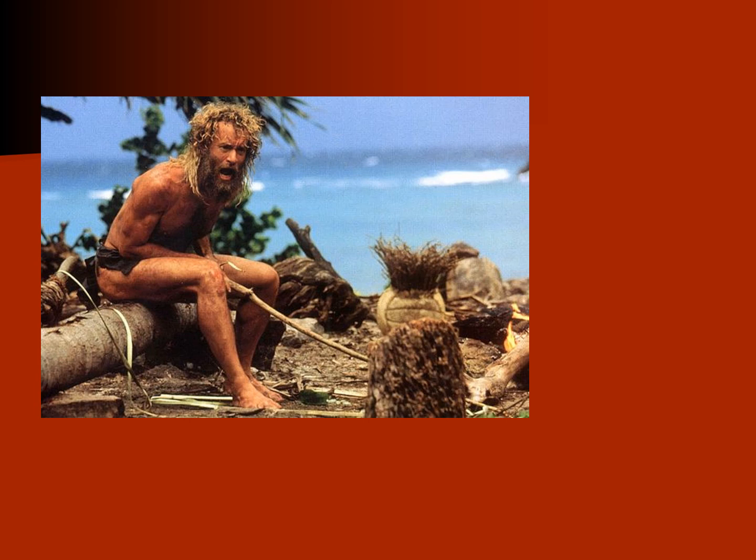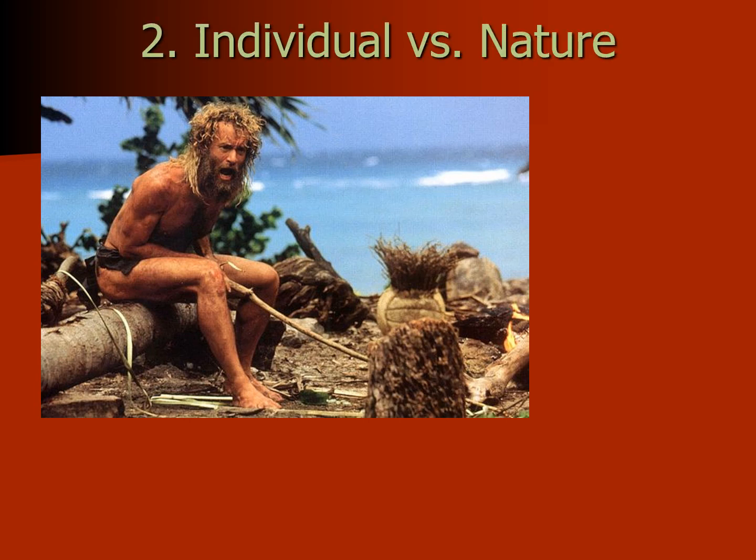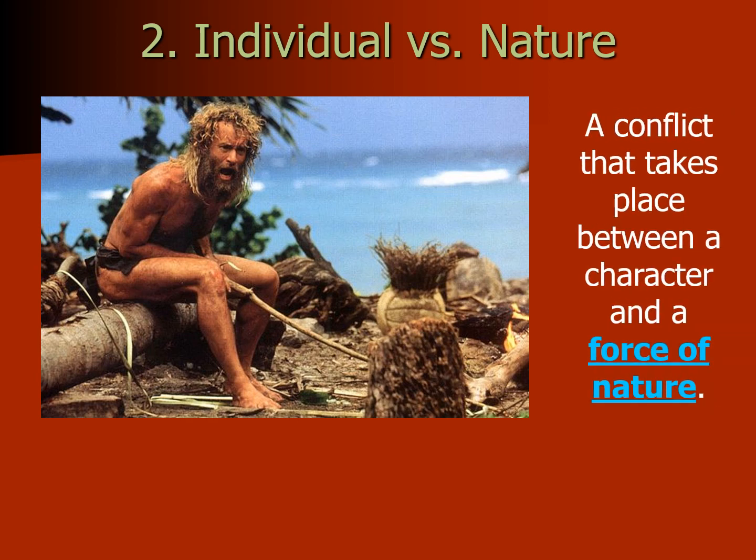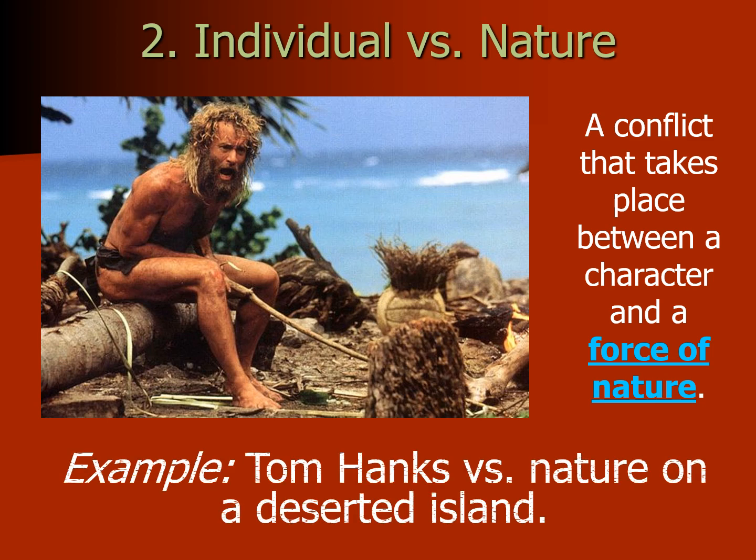Our next type of external conflict is called an individual versus nature conflict. This is defined as a conflict that takes place between a character and a force of nature. A force of nature can be anything from an animal to a storm to a natural disaster and can be found in all sorts of literature and movies and films. Our example comes from a movie from the year 2000 called Castaway, starring Tom Hanks. In Castaway, Tom Hanks' character Chuck is stranded on a desert island and has to struggle to stay alive for 4 years.